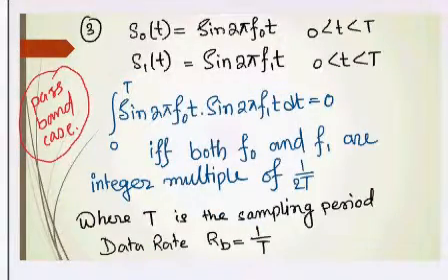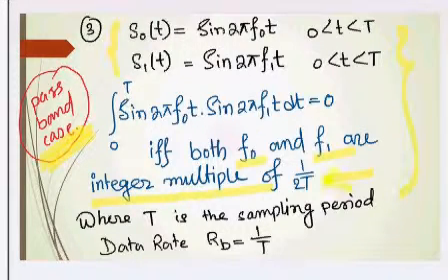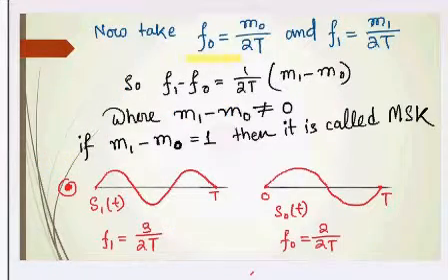Now passband signal, this sinusoidal signal is another example of orthogonal signaling, but this is basically in the passband case. We will see in detail in the passband signaling. Just note that these two signals S1(t) and S0(t) are orthogonal to each other if and only if both F0 and F1 are integer multiples of 1/2T, where T is the symbol period and the data rate is defined by 1/T, that is RB. So this is F0 and this is F1. Here M0 and M1 are integers.